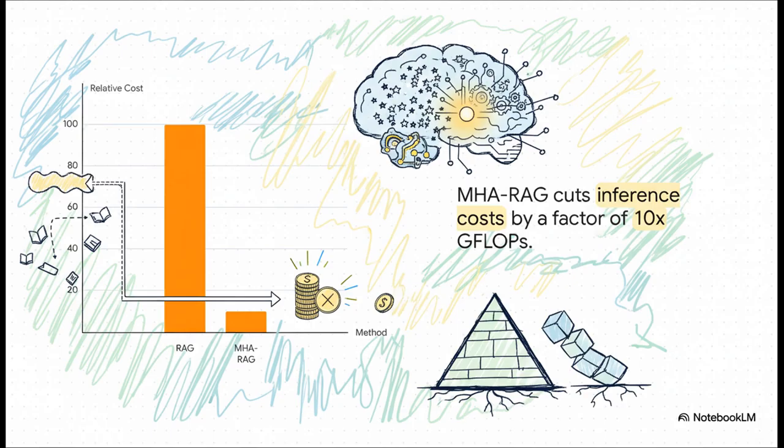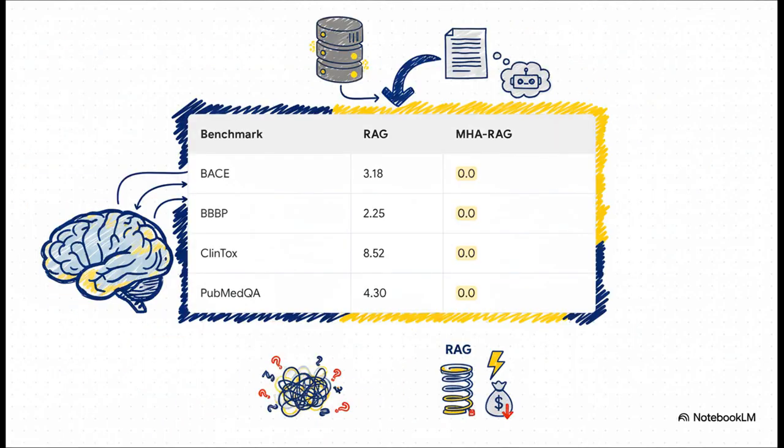Second, the cost. And wow, this chart really tells the whole story, doesn't it? You see that huge bar for RAG's cost on the left, and then that tiny little bar for MHA-RAG on the right. By using those super efficient soft prompts, MHA-RAG slashes the computational costs by a factor of 10. A 10x reduction is an absolute game changer. The expense problem? Solved.